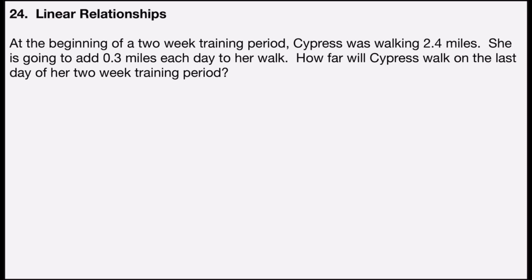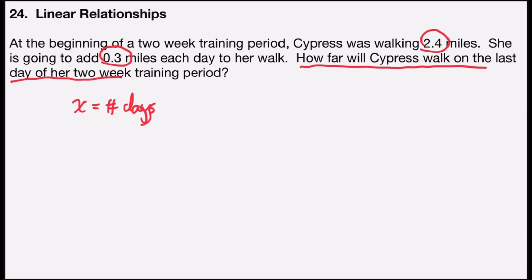So I want to know how far will Cypress walk on the last day. That's a distance question. And the distance is expressed by the start value of 2.4 miles and the rate of change of 0.3 of a mile each day. So I'm going to allow x to equal the number of days in the linear relationship.